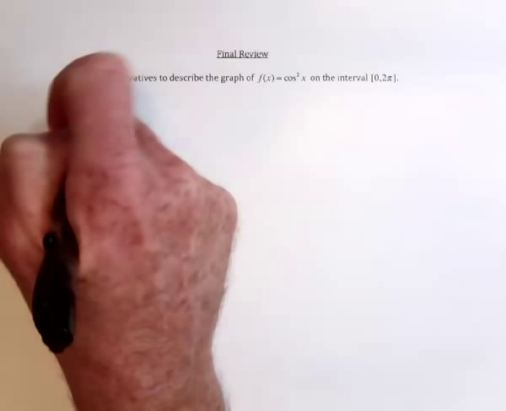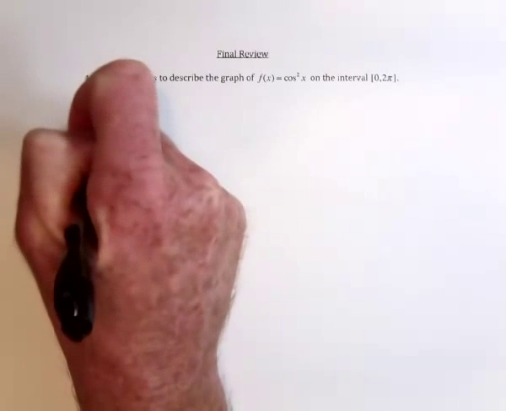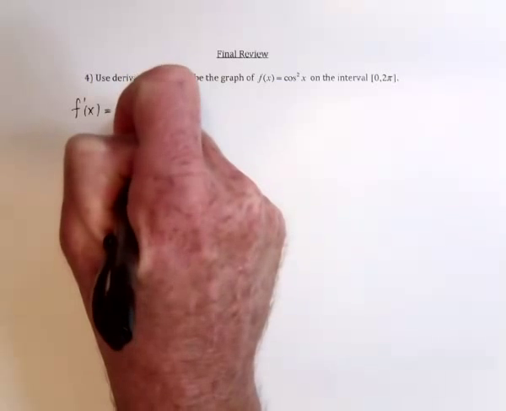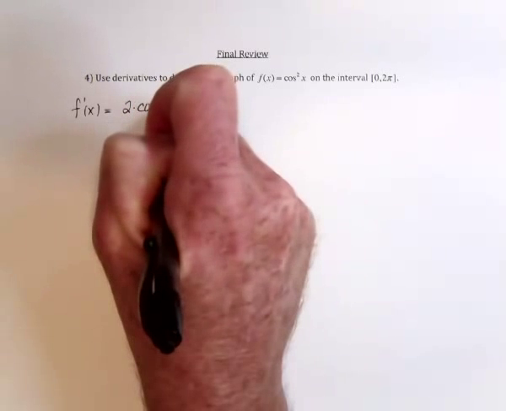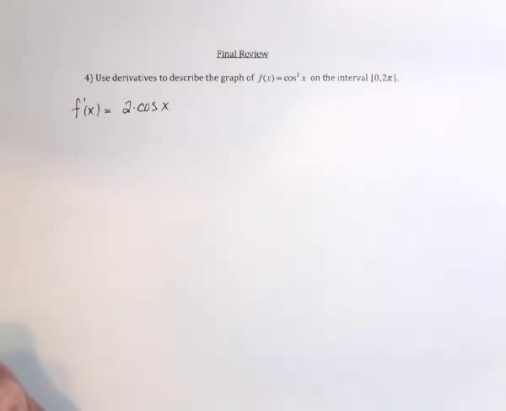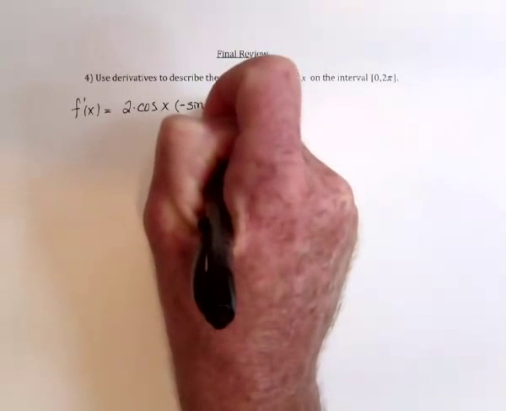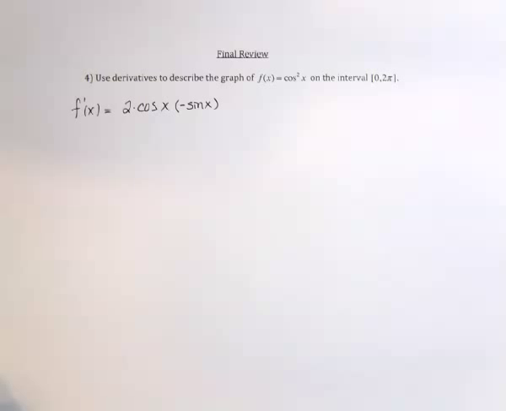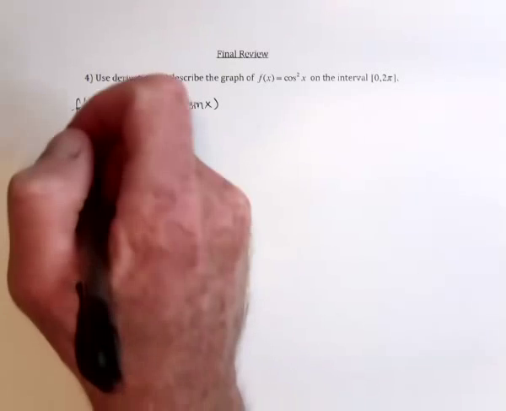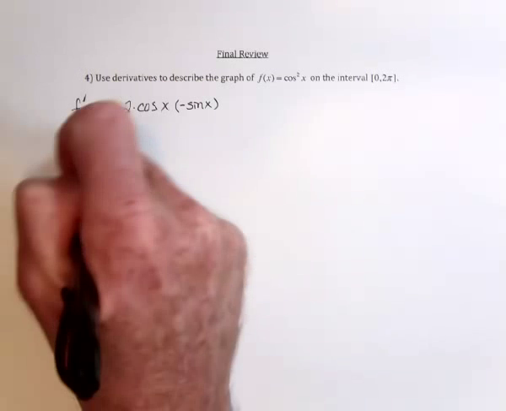So we're going to need to take the first derivative and set it equal to 0, and find out if it's undefined anywhere. So the first derivative is going to be 2 times cosine, and now it's raised to just 1 as an exponent. Next, take the derivative of cosine, which is negative sine of x. And there's no place where this is undefined, so the next thing to do is find out where does it equal 0.